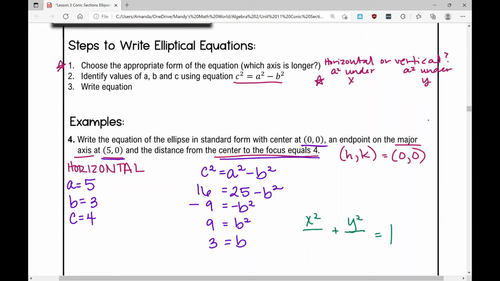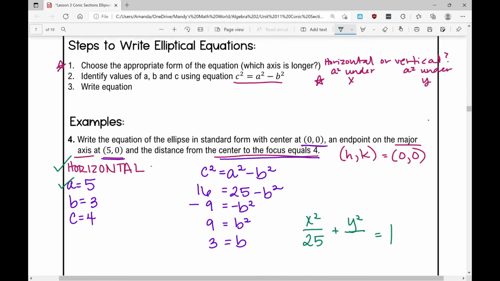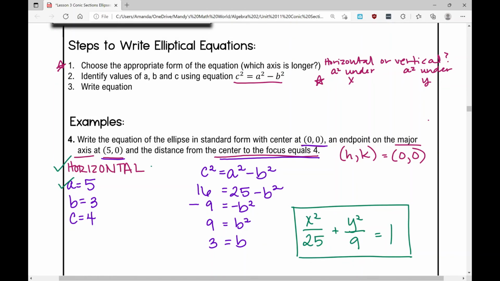In standard form, the equation of an ellipse is set equal to 1. I know because it's horizontal, which I wrote right here, that my a value is going to go under the x term. So I'm going to write a squared under x squared, which is 25. B squared goes under y squared, which b is 3, which means b squared is 9. So here's my equation. X squared over 25 plus y squared over 9 equals 1. Let's go on to our next example.